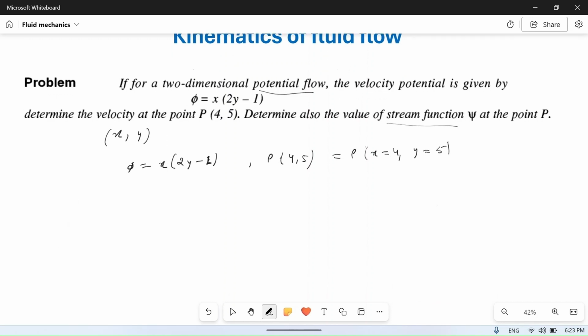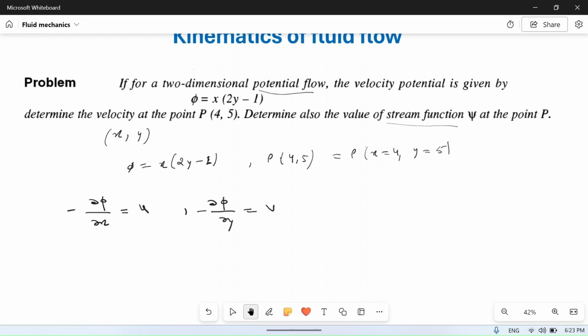Now we know from the velocity potential flow property that minus del phi upon del x gives the velocity in the x direction, so it is u, and minus del phi upon del y is equal to v. This means the velocity potential function is a function whose derivative in any direction gives the velocity in that direction, and the value is negative.